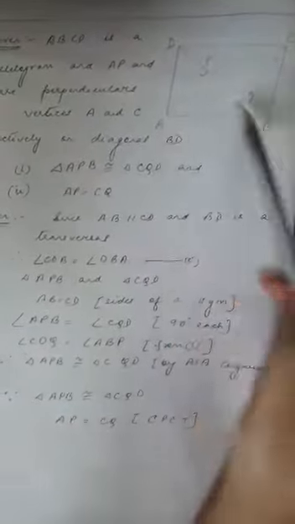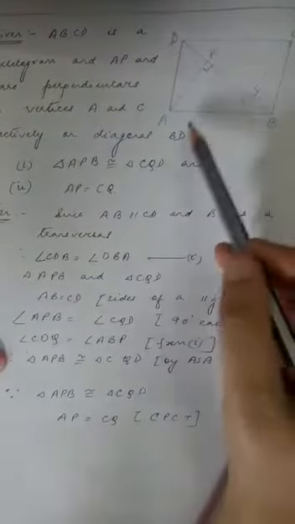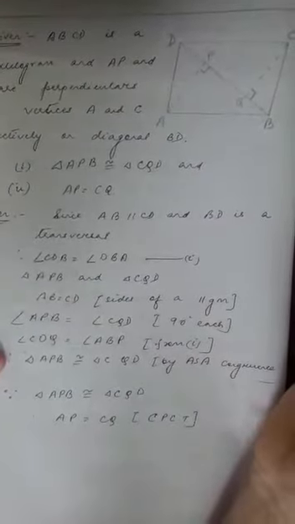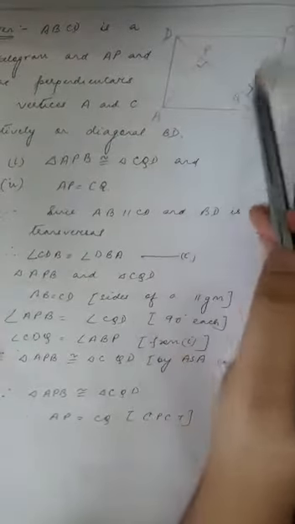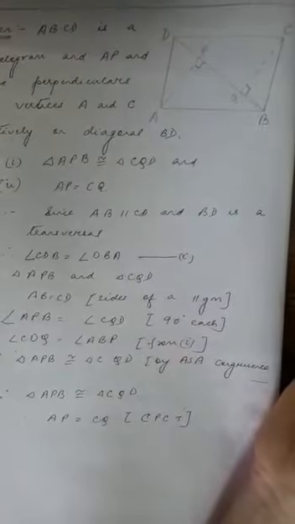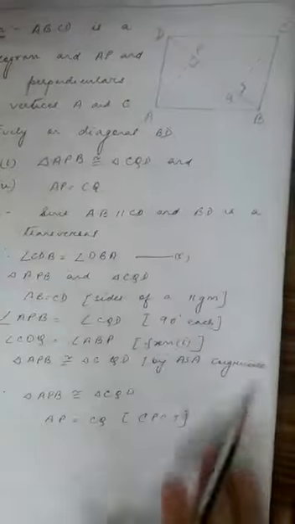So we can say that these two triangles are congruent to each other by ASA congruency. Therefore, if these two triangles are congruent, I can say that AP is equal to CQ by CPCT. Right. Okay. So let us go to the next sum now.